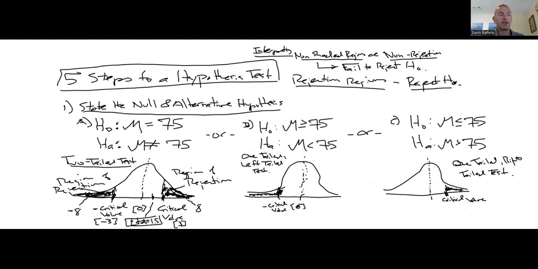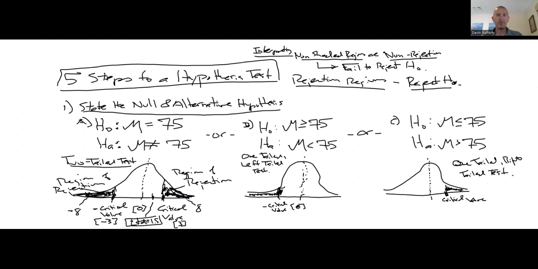Okay. So I mentioned that step one is a big one. There's a lot of moving parts involved in this. Step one, the first step to any hypothesis test, is always state the null and the alternative hypothesis. The null is what we believe. It's our hunch. It's what we're testing. The alternative is what you will believe if the null turns out to be wrong.